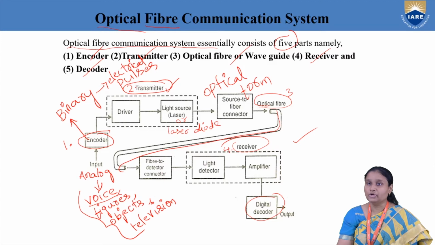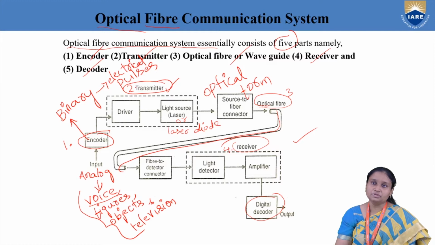Suppose I have sent my voice. Now, the person on the other end of the optical fiber has to hear my voice. But he is not able to hear my voice if it is in optical form. So what we have to do now is convert our information in optical form back to its original form, that is nothing but analog form.